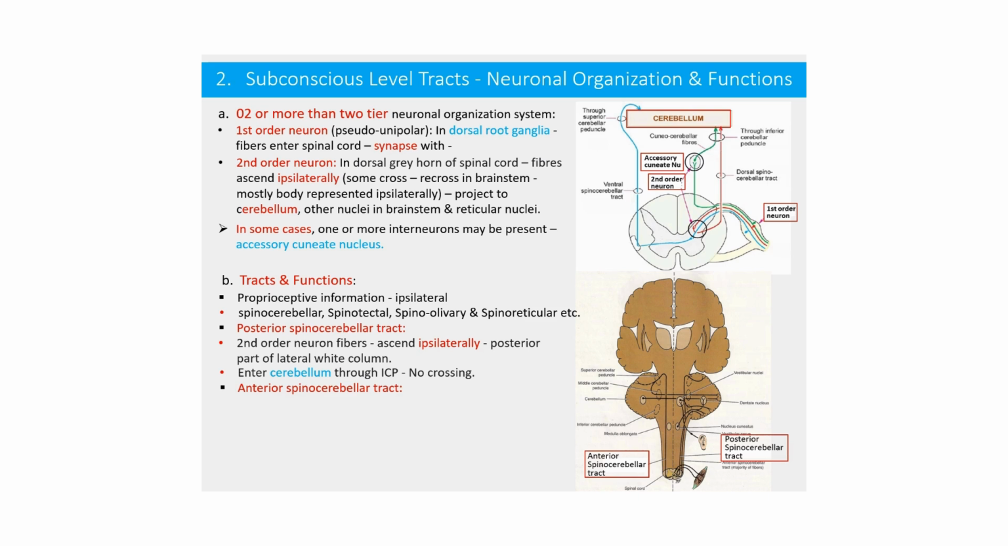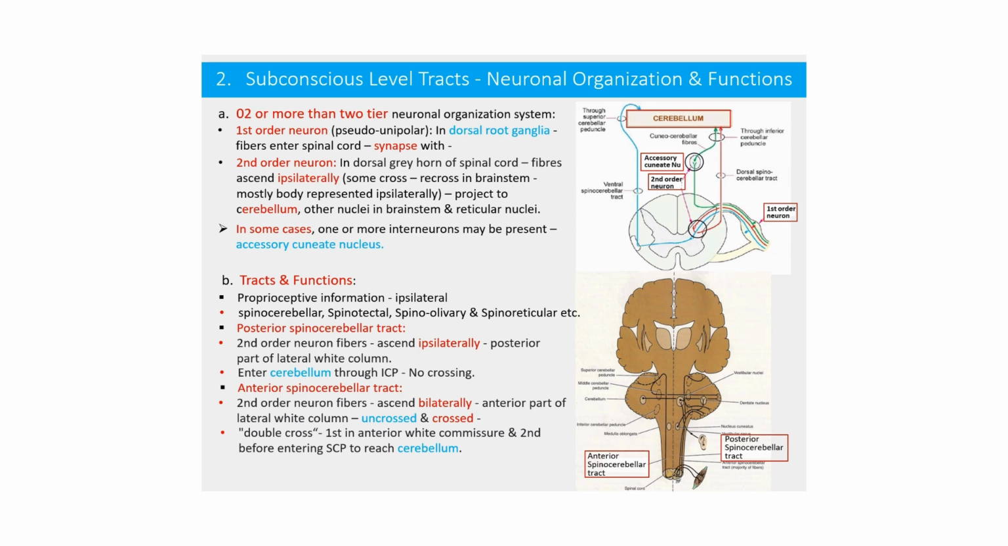Second group is the anterior spinocerebellar tract. The fibers of the second order neurons ascend bilaterally in the anterior part of the lateral white column. They are uncrossed and mostly crossed. The crossed fibers double cross, first in the anterior white commissure and secondly before entering the superior cerebellar peduncle to reach the cerebellum.